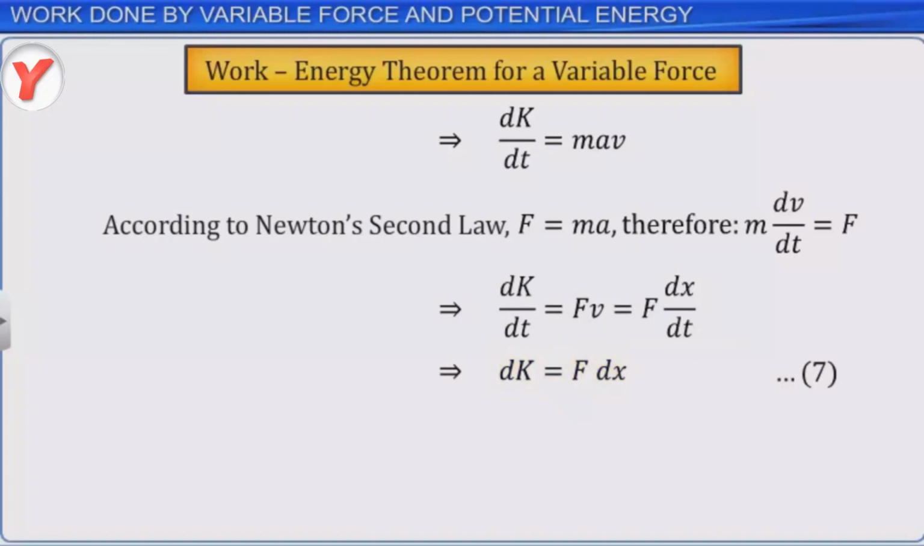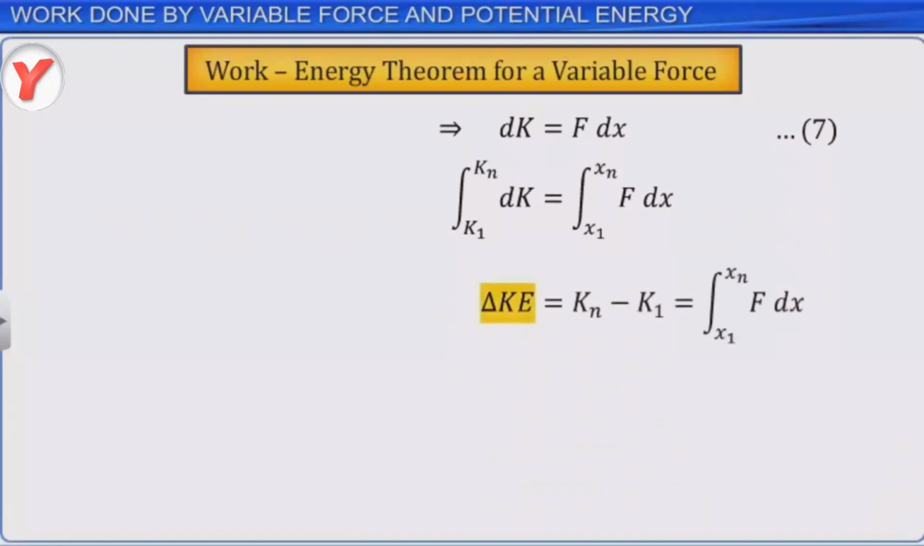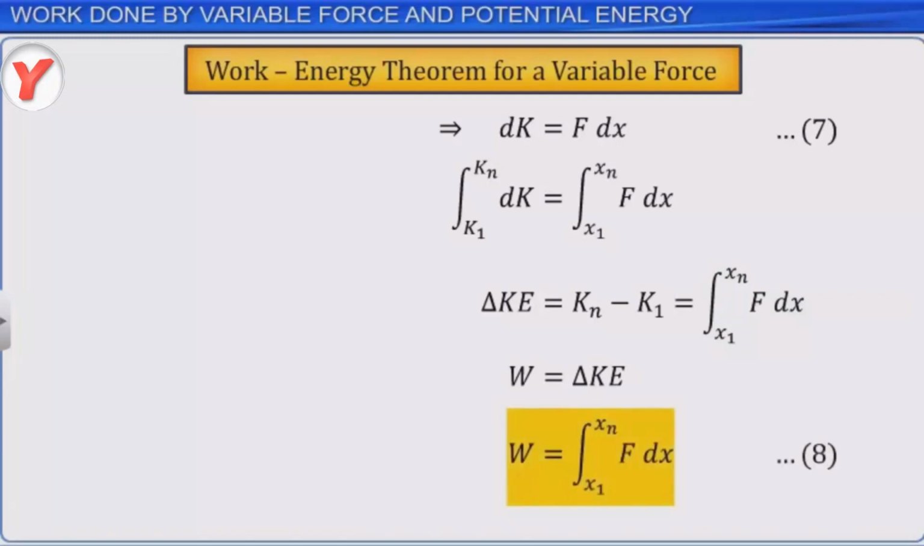Integrating expression 7 in the limits from x1 to xn for the displacement and from K1 to Kn for the corresponding kinetic energy, we get the integral of dK within the limits K1 to Kn equal to the integral of F dx within the limits x1 to xn. The left side of the equation indicates the change in kinetic energy, and the right side indicates the work done on the body by the variable force. Thus, we see that the work done by a variable force on a body is equal to the change in kinetic energy of the body. This proves that the work energy theorem holds true for a variable force.